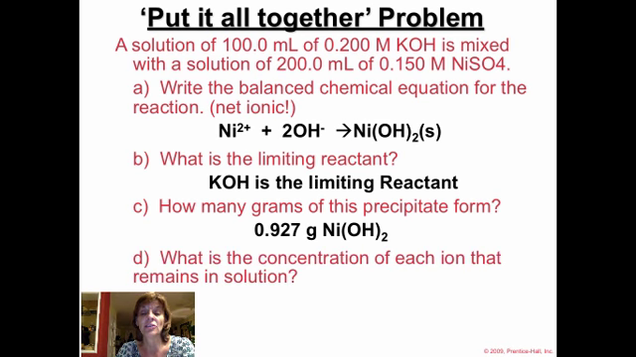Finally, what's the concentration of each ion that remains? So think through that a little bit. You started with a certain number of moles of nickel, of sulfate, of potassium, of hydroxide. What has been completely used up? What can we say is gone? Okay. You said the hydroxide, you're right. The hydroxide will be completely gone because all of it, the limiting reactant, went into the nickel hydroxide.